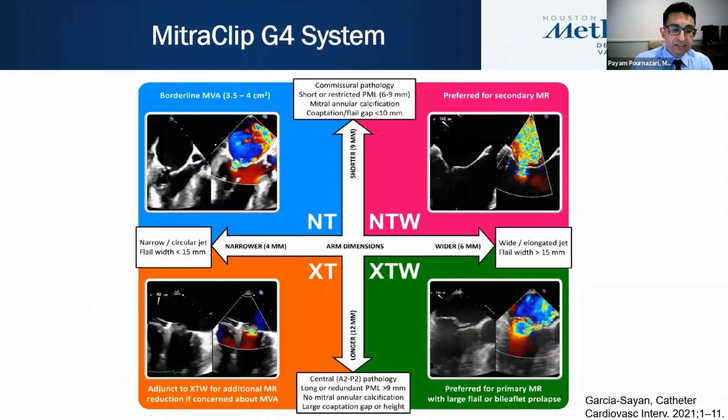There are multiple clips currently available in the MitraClip system. The NT and NTW clips are smaller, and the XT and XTW clips are larger. The choice of the clip selection is currently based on the leaflet length and width of the jet, as we discussed in later slides.